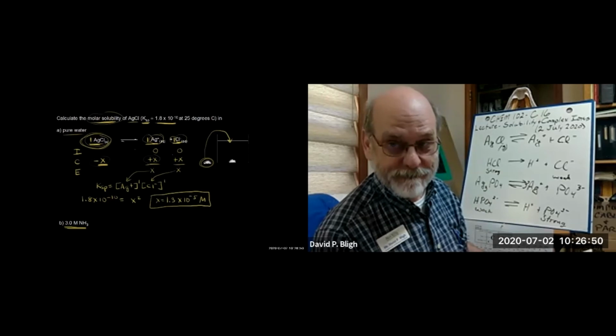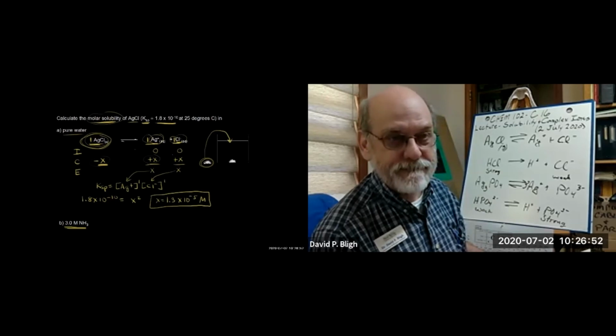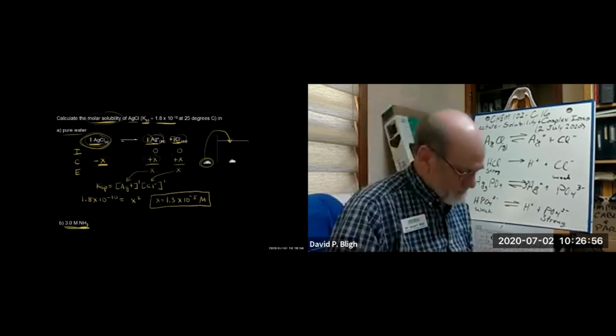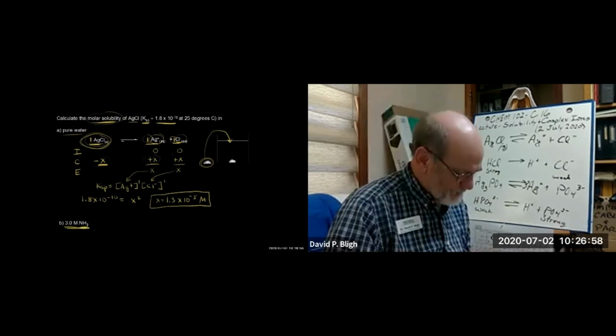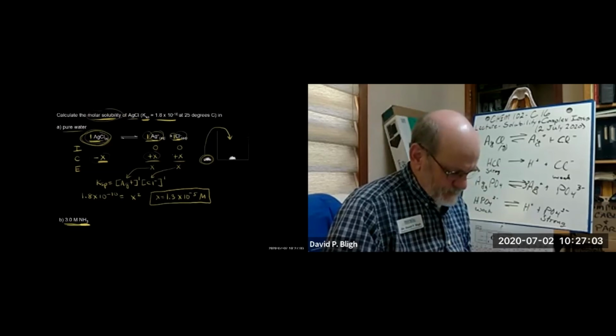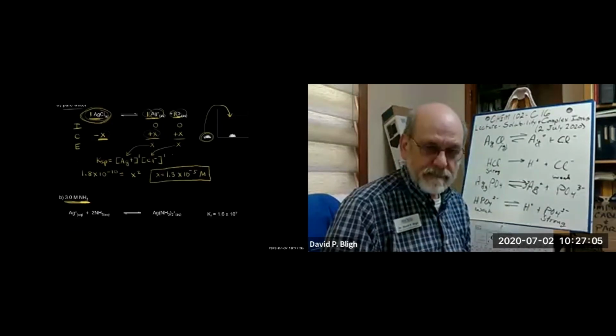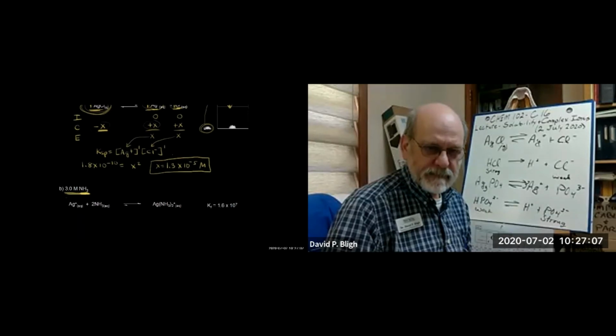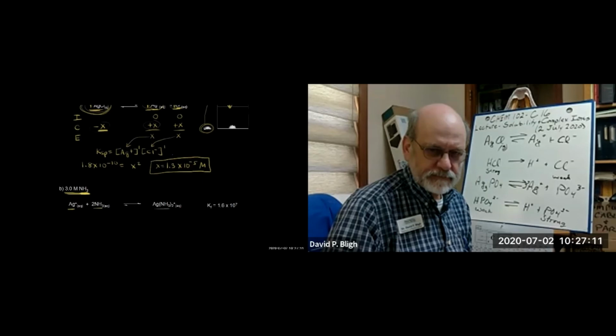Let's see what happens when we have ammonia present instead of pure water. So we have 3 molar, right? We have some ammonia present. Now, what happens when ammonia is around silver cations, right? We get this reaction. So silver cations plus 2 molecules of ammonia give us what's called a complex ion over here. Let's show what's happening.